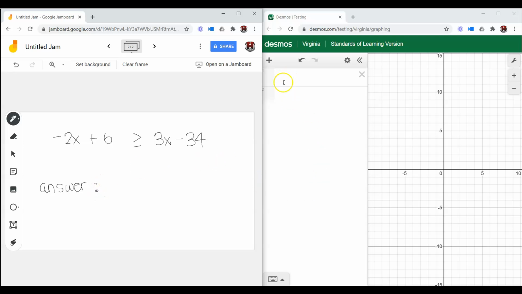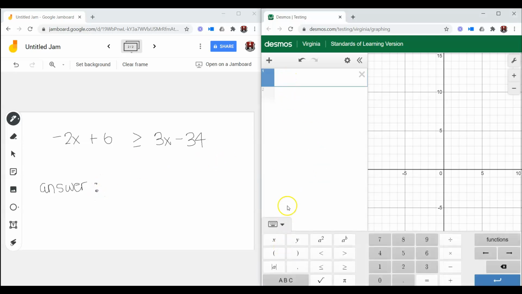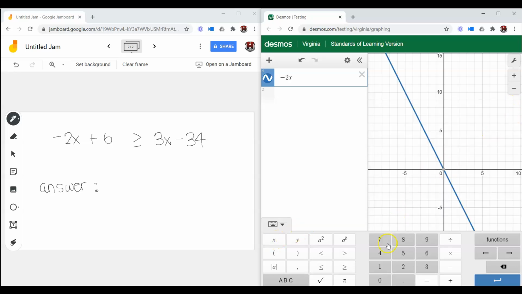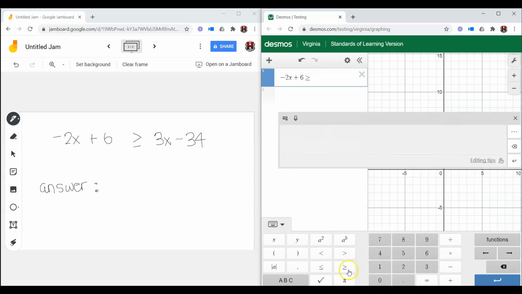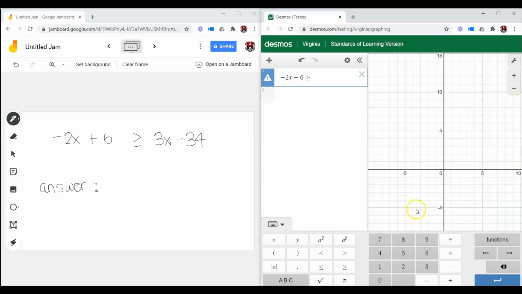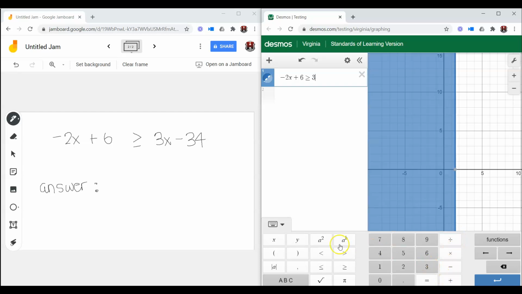All right, so I come over here to my Desmos calculator and I show the keypad. And I'm going to type this problem in. So I'm going to type in negative 2x plus 6 is greater than or equal to 3x minus 34.